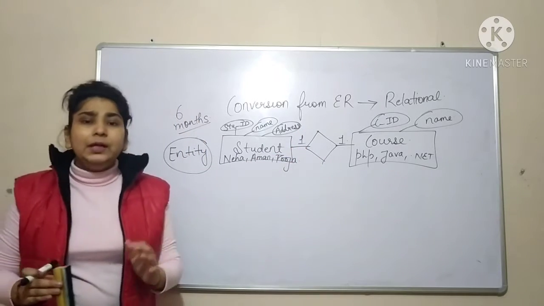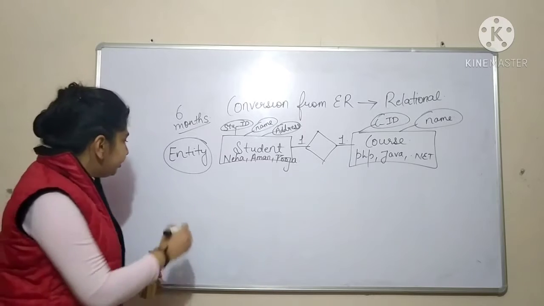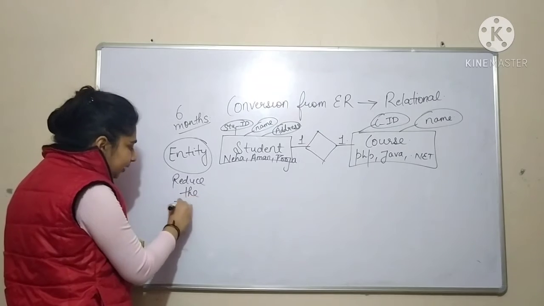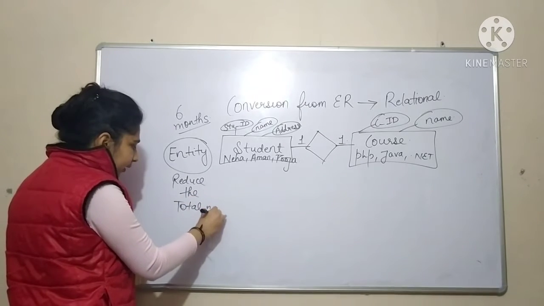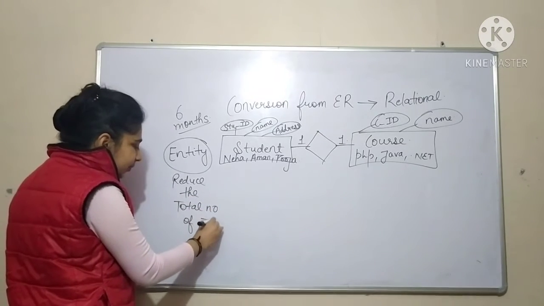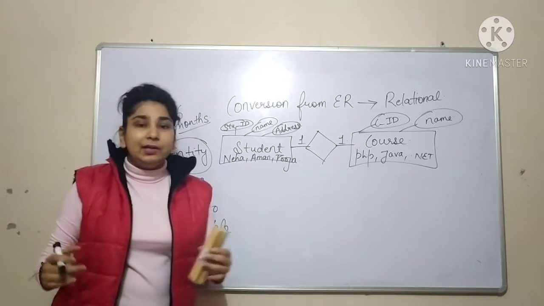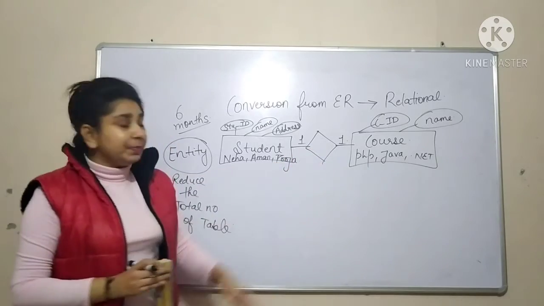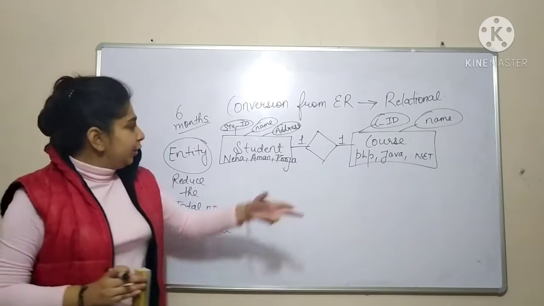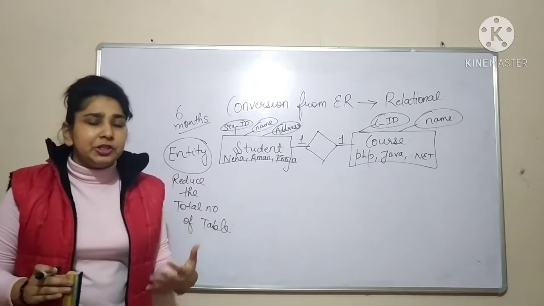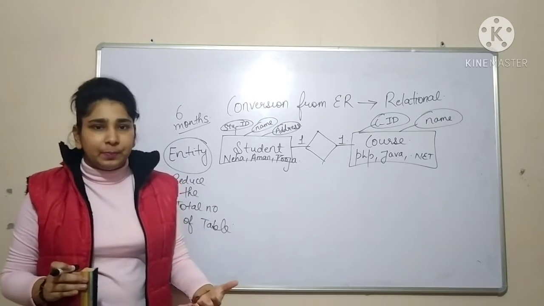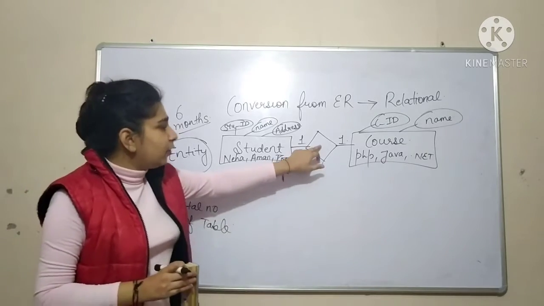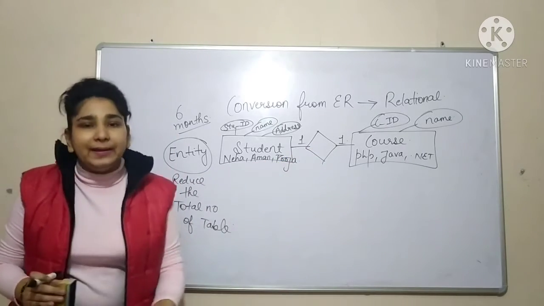But we always try to reduce the total number of tables as much as possible. So only if it is essential to make a table for the relationship, then we will make it. If you don't need to make a table for the relationship, you will not make it.